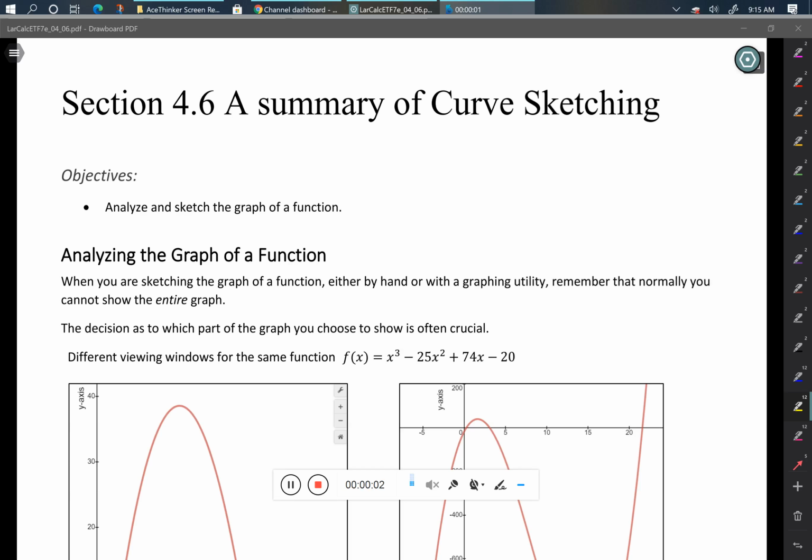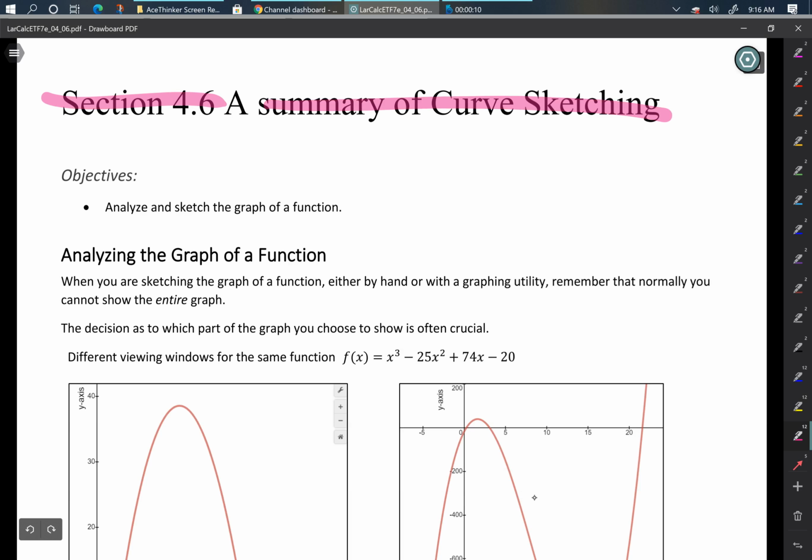Right, so this is going to be a fairly straightforward section. We're talking about section 4.6 here. And in section 4.6, we're going to take a look at a summary of curve sketching. So we're going to use all that stuff we learned in chapter 4 about increasing, decreasing, extrema, concavity, all of that stuff to make a good graph, to make a good sketch for a function.